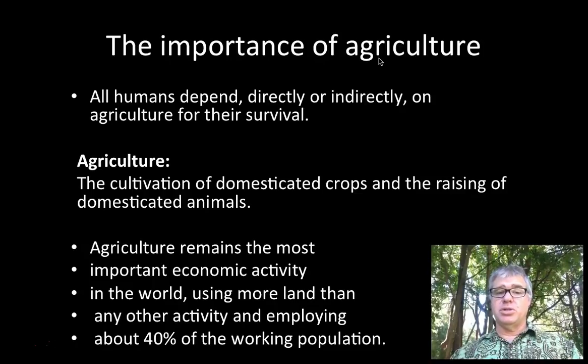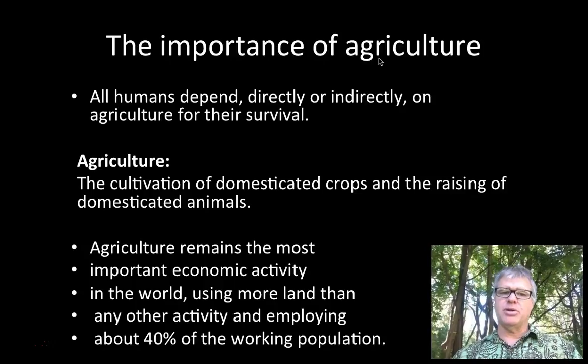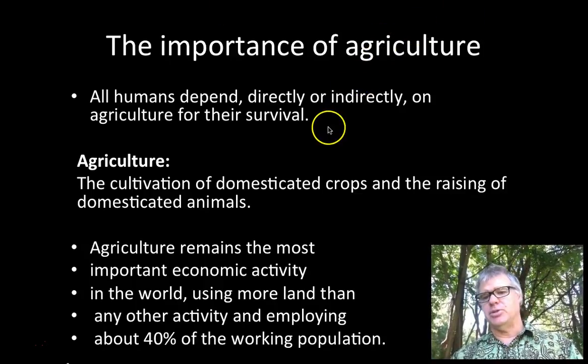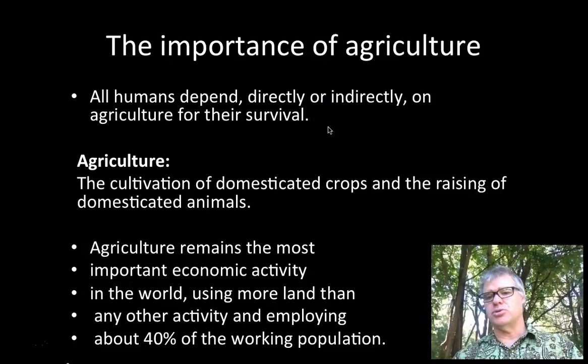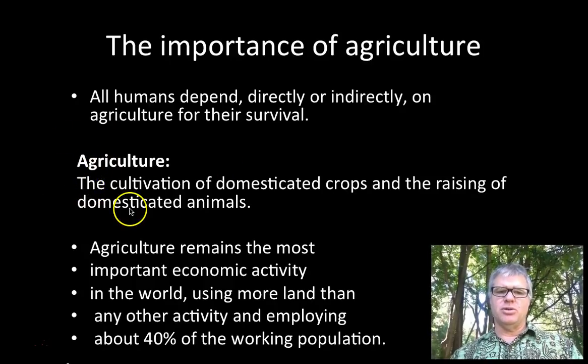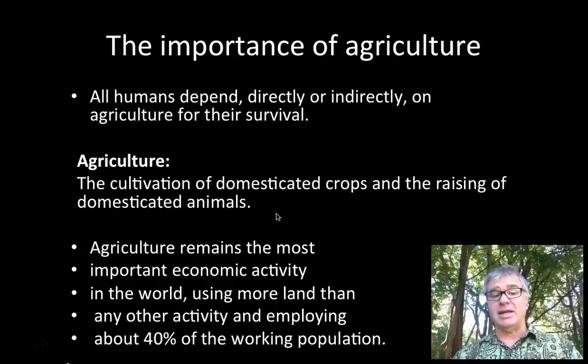And the other thing too is, of course, all humans depend directly or indirectly on agriculture for their survival. Even if you were eating meat all the time, that meat is likely eating crops that were grown through agriculture. And when we talk about domesticated animals, we usually include that in the agricultural sector, like livestock fattening or ranching and that kind of stuff. So the definition here of agriculture is the cultivation of domesticated crops and the raising of domesticated animals.